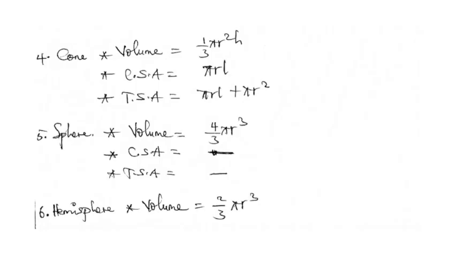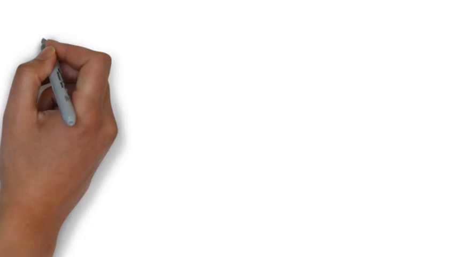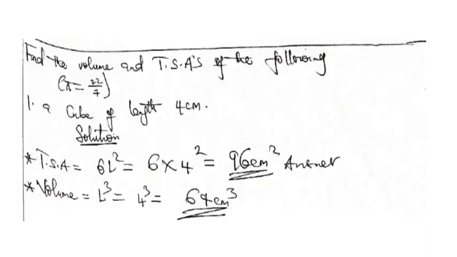Sphere. The volume is 4/3 pi r cubed. Hemisphere. The volume is 2/3 pi r cubed. Question. Find the volumes and TSAs of the following. Take pi as 22 over 7.